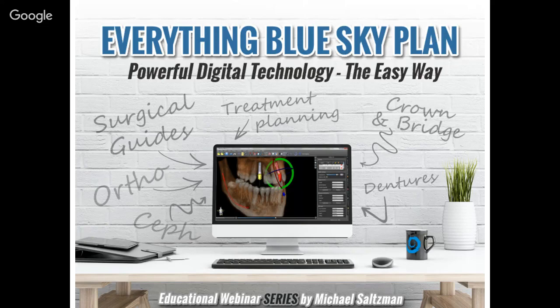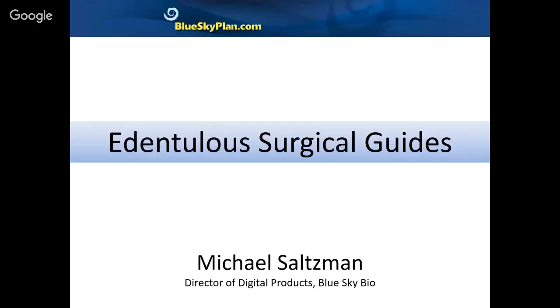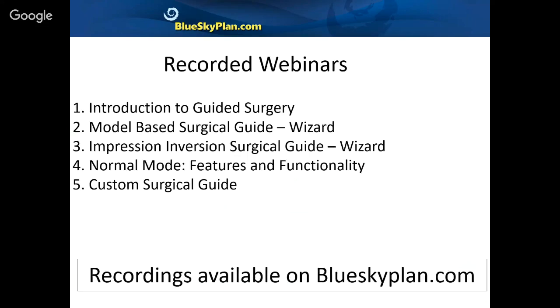The goal of the Everything Blue Sky Plan webinar series is to take a lot of the clinical presentations that have been given in the past and to show how they could be done in the Blue Sky Plan software with a step-by-step process flow. The topic of today's presentation is Edentulous surgical guides. This is the 6th presentation of the Everything Blue Sky Plan webinar series.